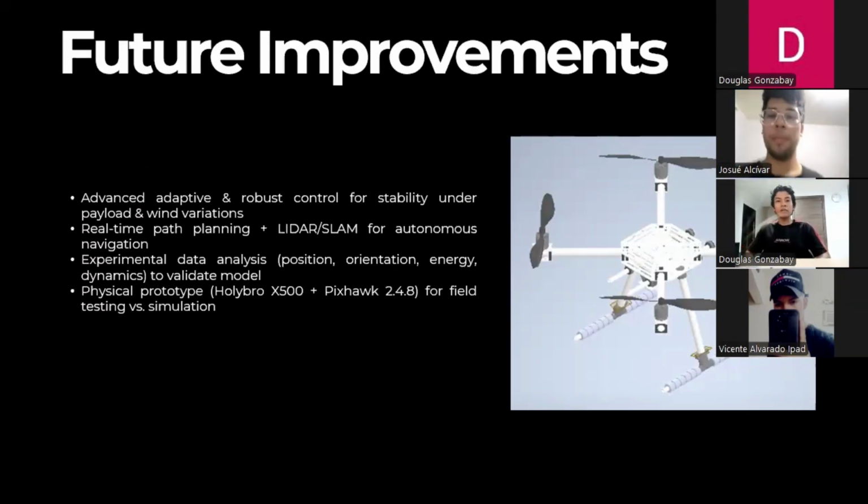Well, the future improvement is to use advanced adaptive and robust control that determines the stabilization of the drone under different or heavier payloads and wind variations. Additionally, there is real-time path planning, which uses LiDAR to map different areas. Another implementation of this project is a physical prototype, for example, to use the HolyBro X500 for field testing and simulation.